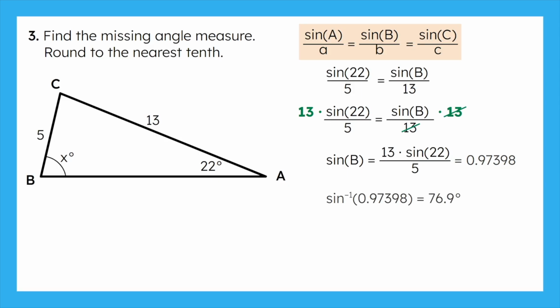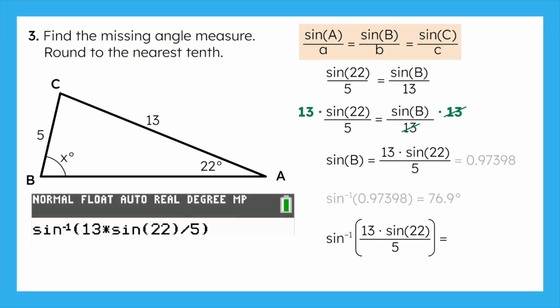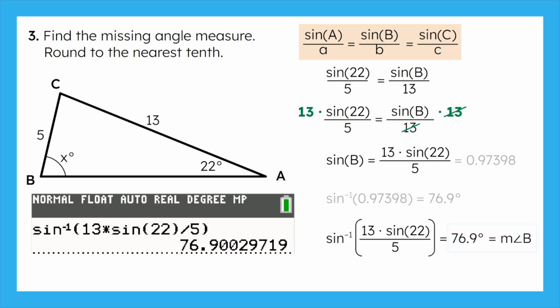But it's cleaner and more accurate to skip that middle step entirely and just type the whole expression into your calculator at once. Sine inverse, open parentheses, 13 times sine of 22, close parentheses, divided by 5, close parentheses again. Make sure your calculator is in degree mode, and you should get the same answer. The measure of angle B is 76.9 degrees.